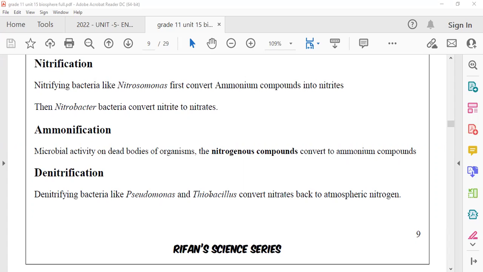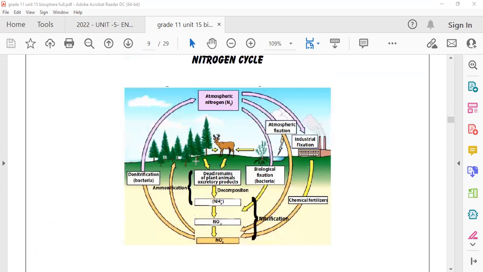And that is the opposite of biological fixation, the opposite of atmospheric fixation. This is denitrification. NO3 minus is converted to N2 gas. So that is the discussion regarding the cycle.